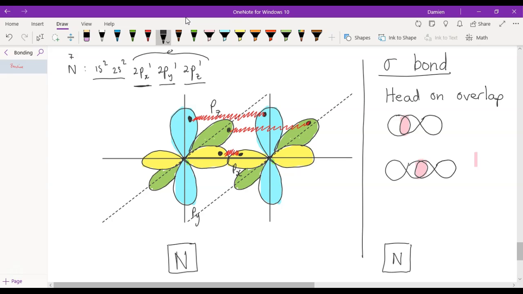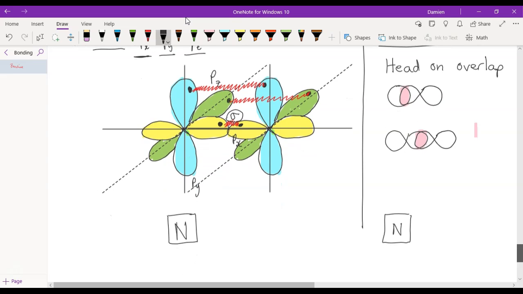Well, there is. There's one here in px. Where these two overlap, you are going to get a sigma bond. So this one here is a sigma bond. There are no other head-on overlaps.